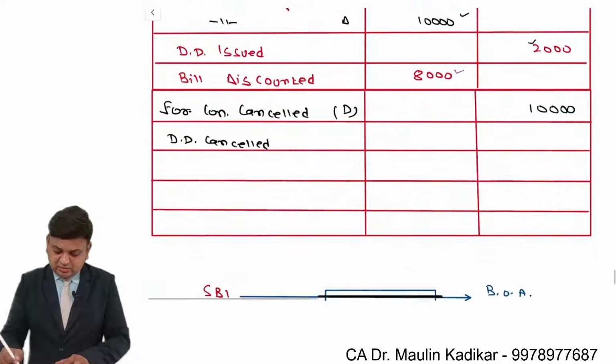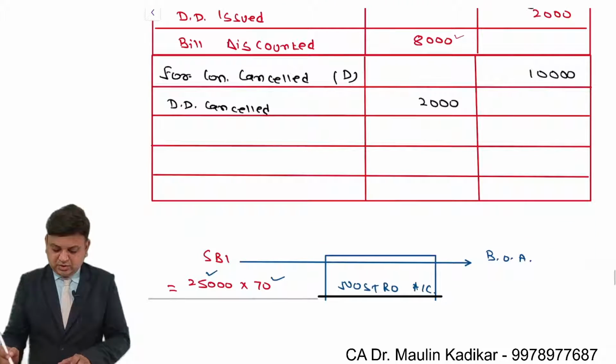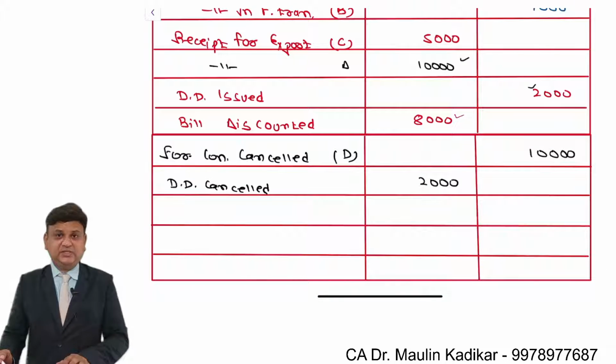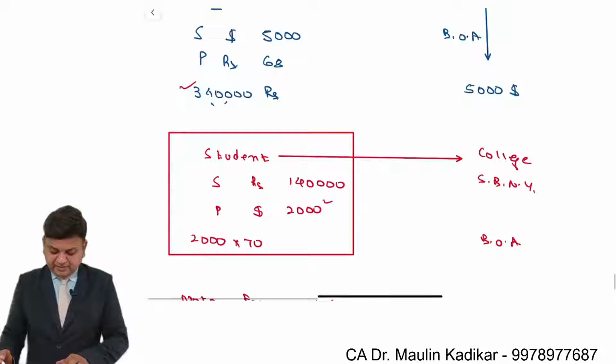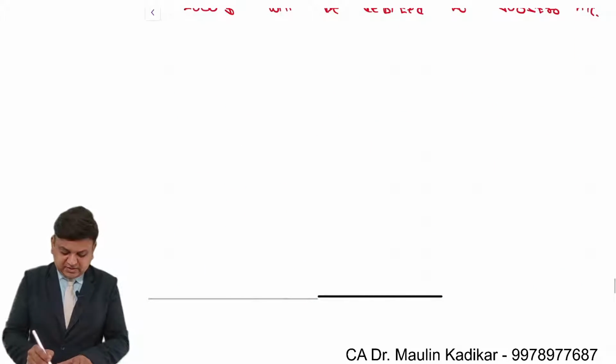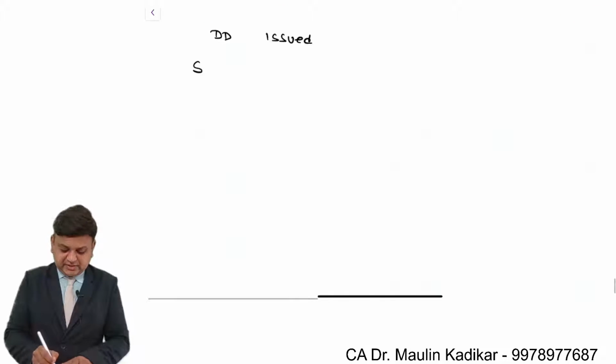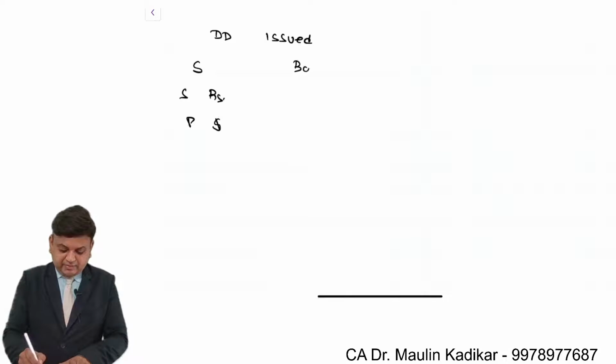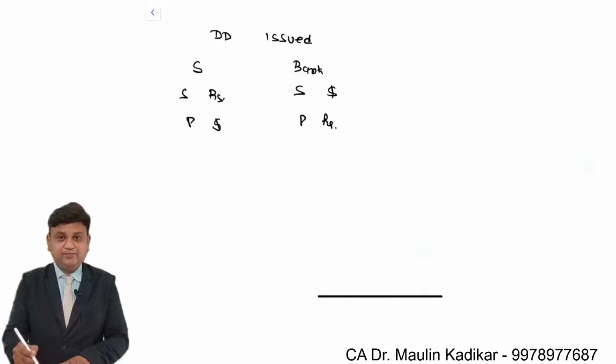It was issued for $2,000. So now it is cancelled. So now the bank is going to have the transaction to purchase $2,000, because initially, when the DD was issued, from the student point of view the transaction was sell of rupees and purchase of dollar, because that $2,000 fees was supposed to be paid to the university. So from bank point of view the transaction was sell of dollar and purchase of rupees.